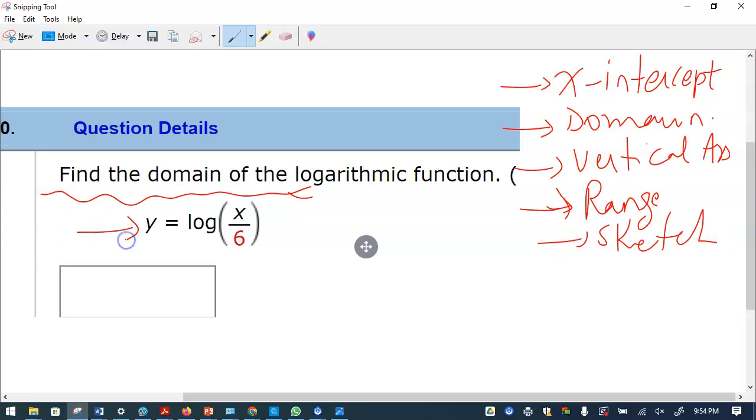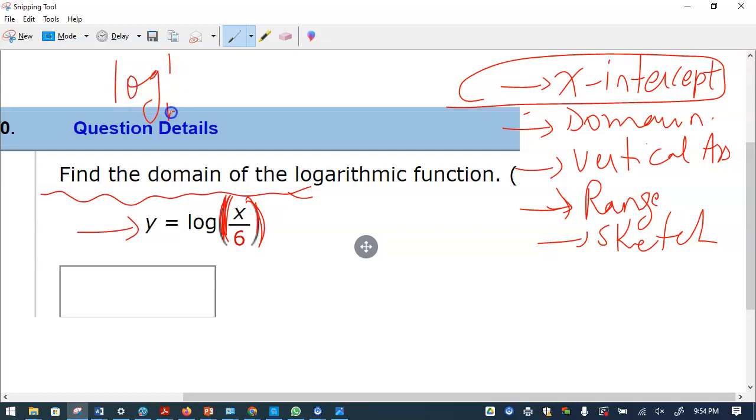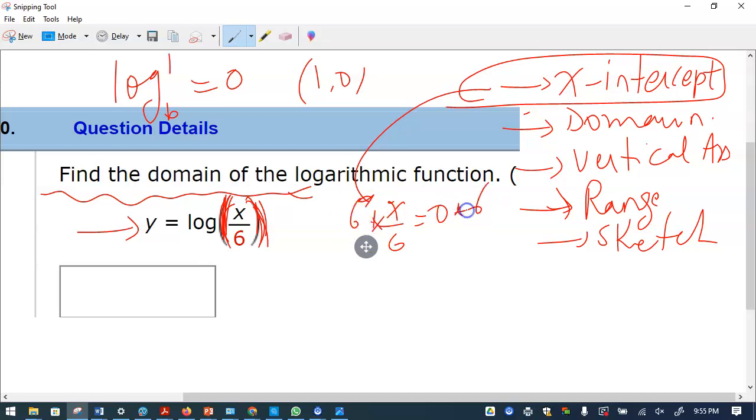Now, if this is given to you, the first thing is you want to know the x-intercept. Always remember, the x-intercept is where the input is 1, because the logarithm of 1, whatever the base is, is 0. That means it is 1 comma 0. That means we need to know when this is going to be 0. So first you put x over 6 equals 0. If you multiply by 6 on both sides, you can see x equals 0. That's the x-intercept.